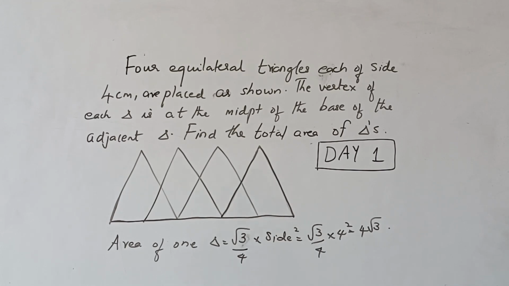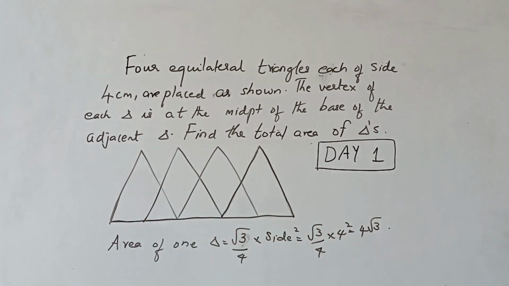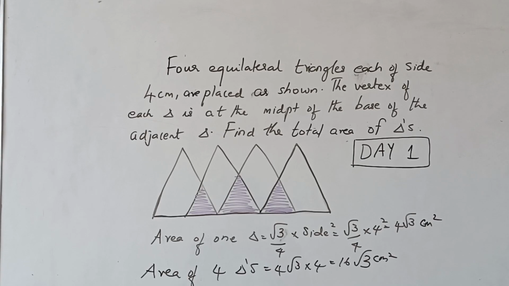How many equilateral triangles do I have? I have 4 equilateral triangles. So the total area will be the area of one triangle into 4. The area of 4 equilateral triangles is 4 root 3 into 4, which is 16 root 3.